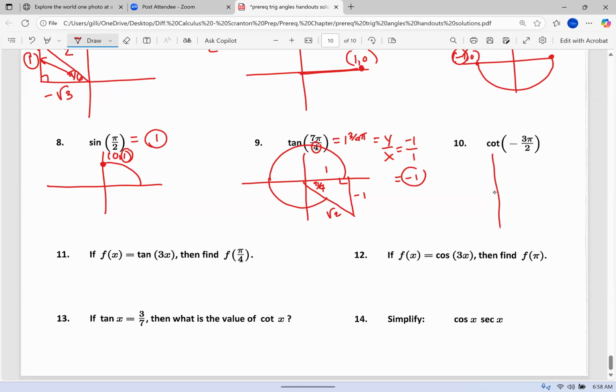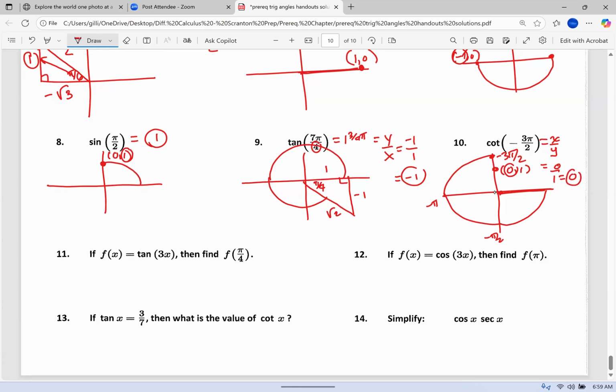Here, sometimes there are mistakes in graphing this angle. We start here. So this much is negative pi over 2. This much is negative pi. But this much is -3 pi over 2. And the coordinates over there, or up there, sorry, are 0, 1. Cotangent is the ratio of x to y. X is 0, y is 1, and my answer is 0.